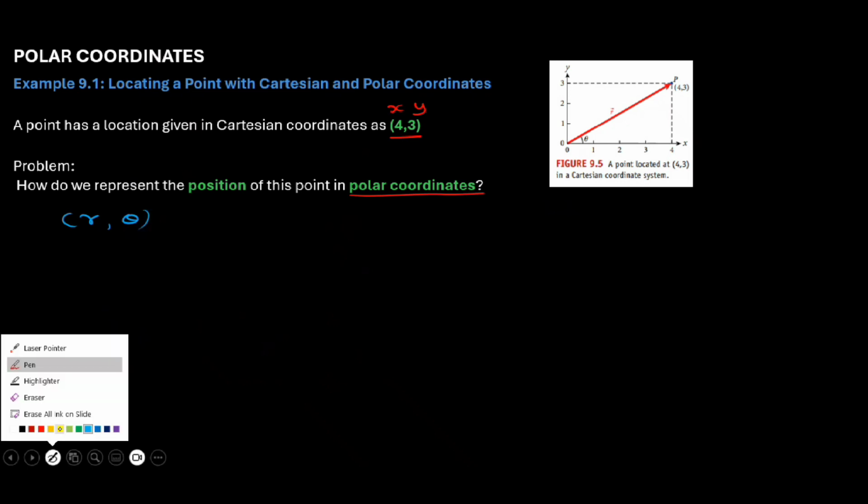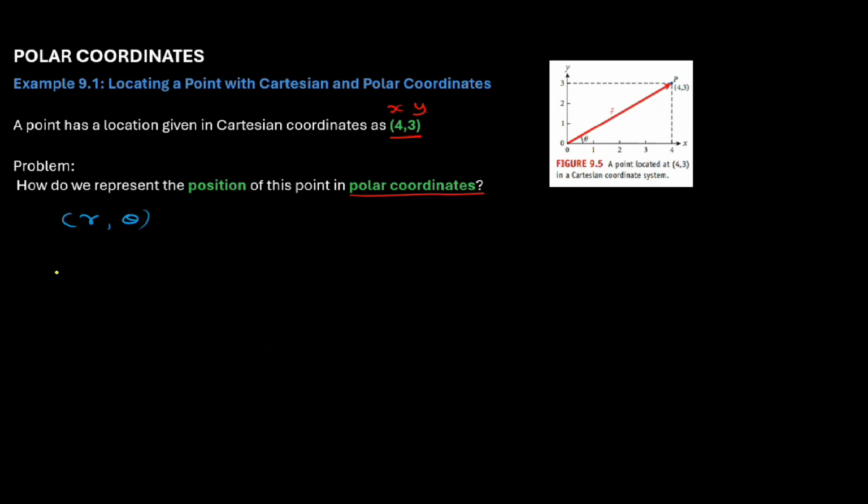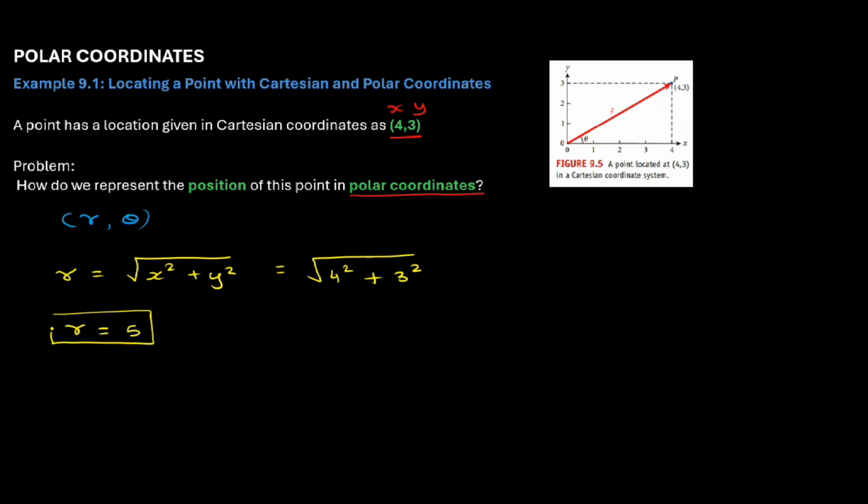So we just learned how to calculate r. r is given as square root of x squared plus y squared. Here the x component is 4, so we do 4 squared plus the y component is 3, so 3 squared. And when you solve this, you get the radius vector r as 5. There is no unit given over here, so I'm just going to write it as 5.